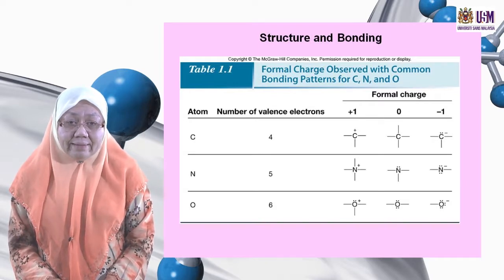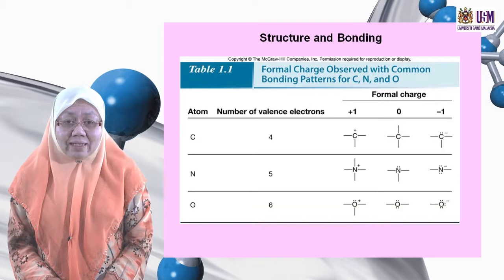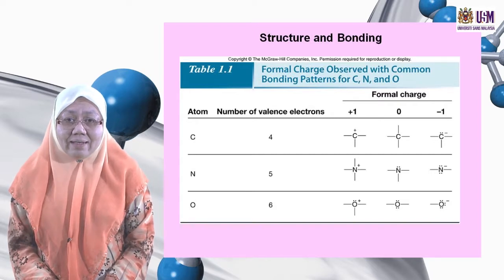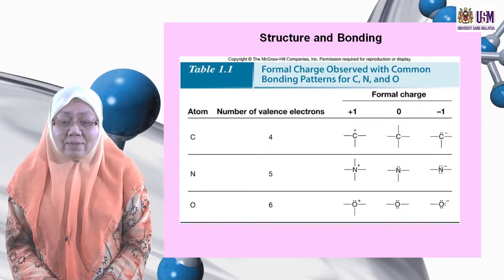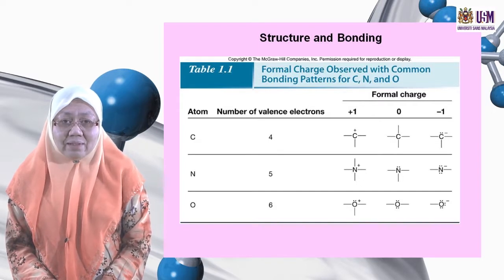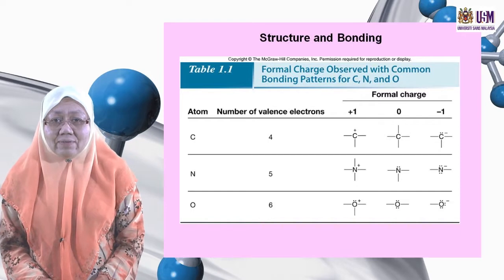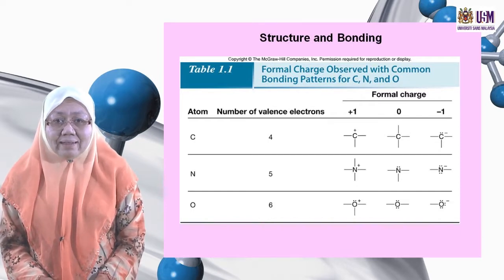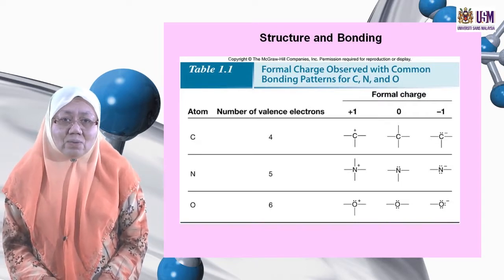And for oxygen, we see oxygen has 6 valence electrons. When it has 3 bonds, it would have only 5 electrons, which is 1 electron less than the valence electrons. When it has 2 bonds, it will have 2 lone pairs. So the total number of electrons is 6, which is the same as the valence electrons, and that will give it a charge of 0. But an oxygen atom with just 1 bond will have 3 lone pairs. That makes it have 7 electrons, so 1 electron more than the number of valence electrons. So it will have a negative charge.